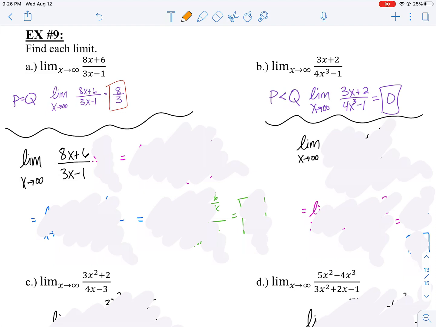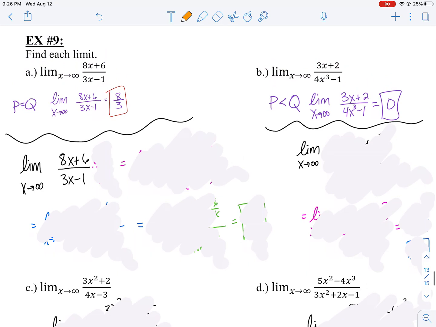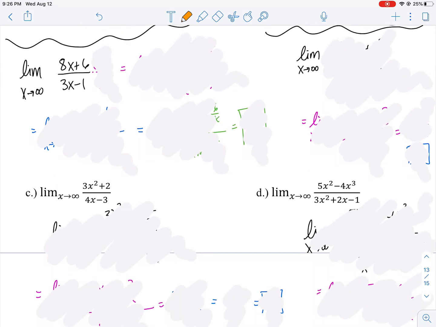So let's go back and go through example number 9 one more time, but do it using that idea. So here's example number 9a. Remember before we looked at the p's and q's and we got that the limit is 8/3. So we should get the same thing as before, but we're going to do it the second way. We're going to take this problem, the limit as x approaches infinity of 8x plus 6 over 3x minus 1. And we're going to multiply both the numerator and denominator by 1 over x. I'm allowed to do that because as long as I multiply the top and the bottom by the same amount, I'm really just multiplying by 1, so I haven't really changed the value of my problem.